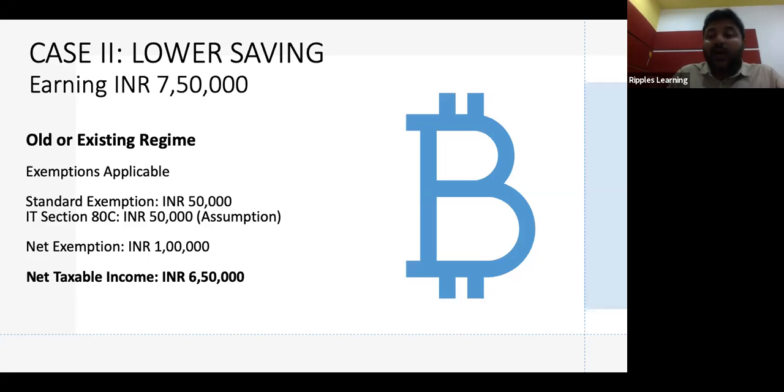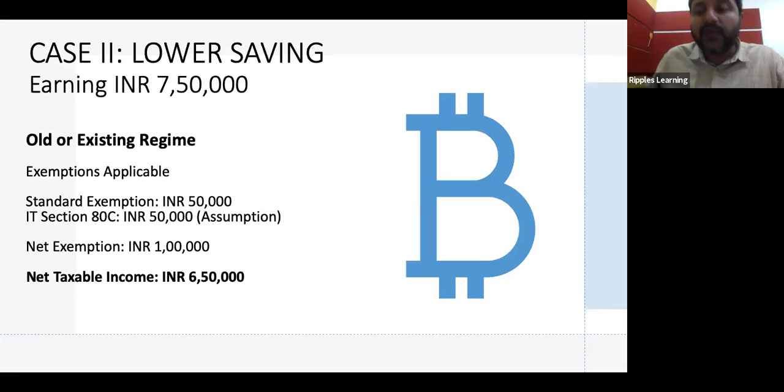right? So now how do we choose which regime to go for, or as HRs, how do we advise which regime to go for? Now this example would clarify that across. So here we will take two cases, case one, which is of lower saving, and then case two, which is of higher saving. So forget the Roman numerical mistake that I have done. Case one is of lower saving.